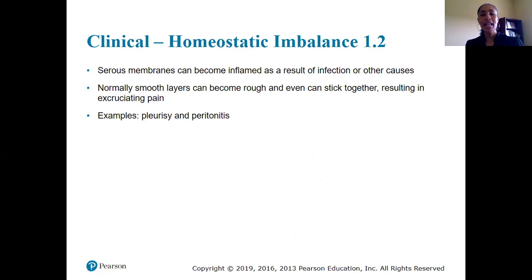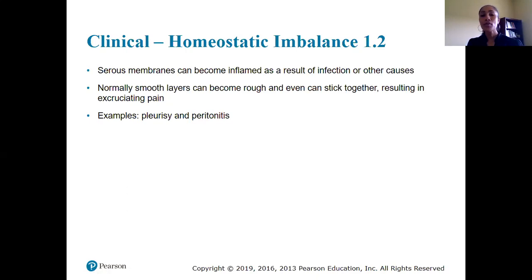So what happens when we have a homeostatic imbalance with our serous membranes? Serous membranes can become inflamed, due to infection or other causes. So normally the smooth layers can become rough, and they can even stick together, resulting in very extreme pain.